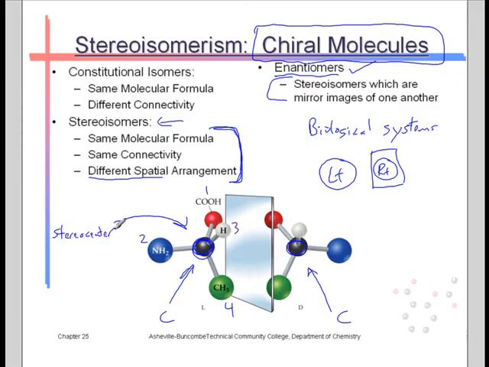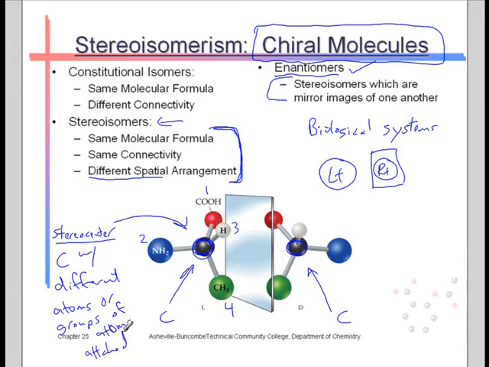And again, to find that stereocenter, it's a carbon with 4 different atoms or groups of atoms attached to it. Again, that's the only thing we're looking for in enantiomers.